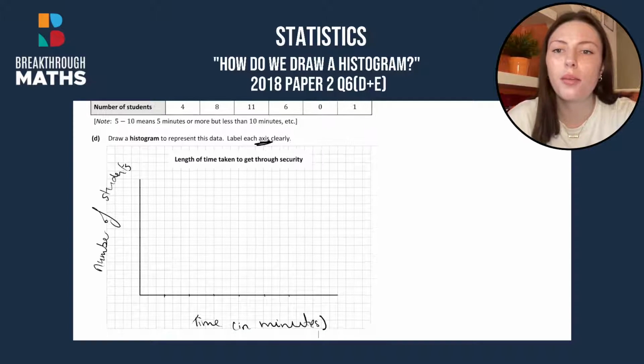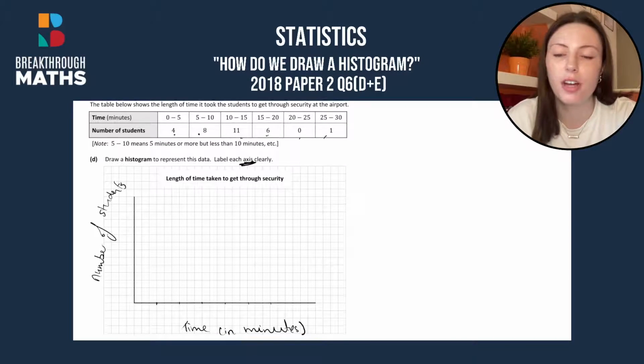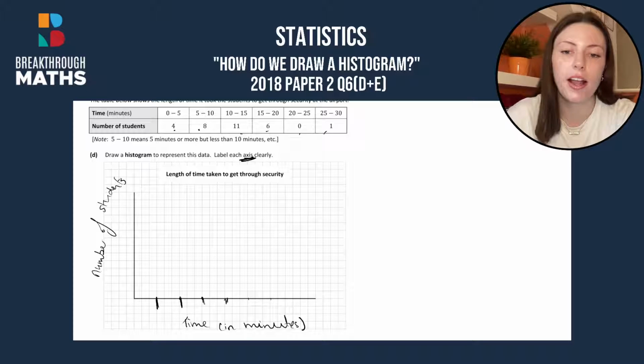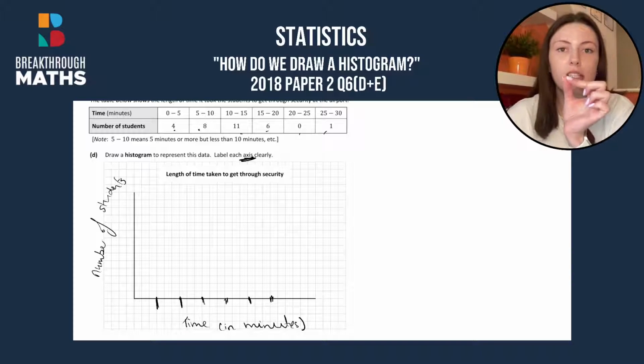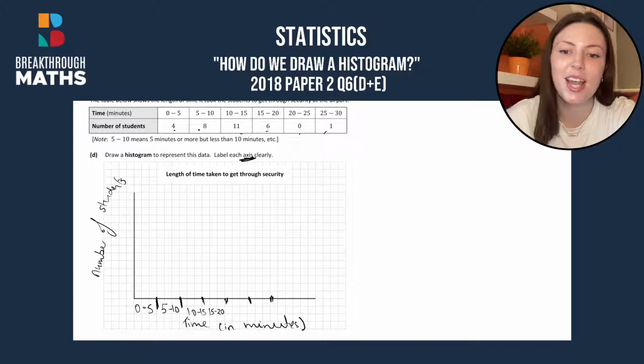Okay, so what can we see? Well, we have 1, 2, 3, 4, 5, 6 different options, which means we need to carve out 6 different areas, and they have to be joined onto each other with no gaps. So we'll write in all the different options. So we have the 0 to 5, we have the 5 to 10, we have the 10 to 15 minutes, we have 15 to 20 minutes, 20 to 25 minutes, and finally 25 to 30 minutes. So the frequency for 0 to 5 was 4.